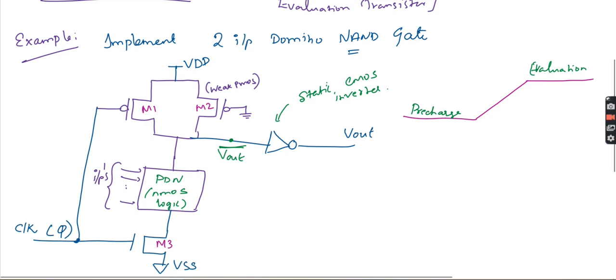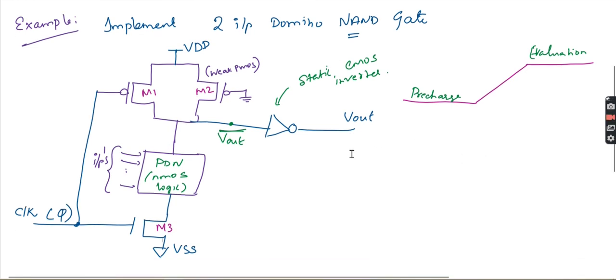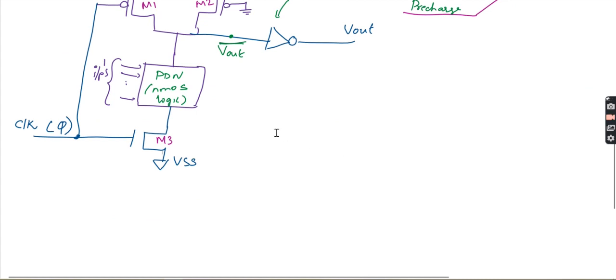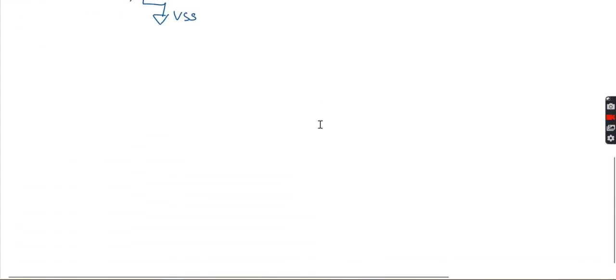Now, first case, what will we do? This is the general structure. Now I will implement a 2-input NAND gate. So I'm going to implement the NAND gate. For that NAND gate, let me go for the diagram.